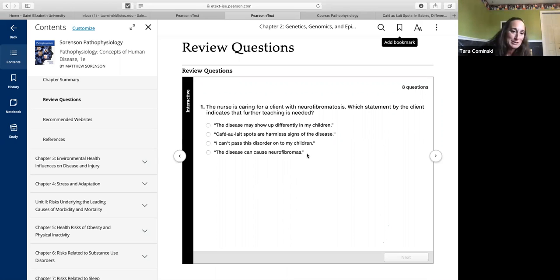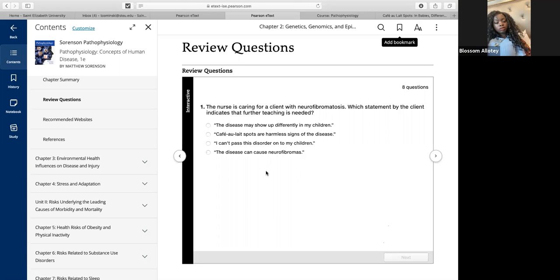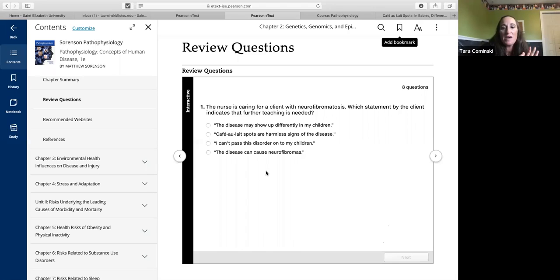The reason I went to that case study is because of the first review question. Let's read this and see what we think the answer might be. Can you guys all see that? It says, which statement by the client indicates that further teaching is needed? A lot of the exam questions are worded like this. What would you guys choose here?